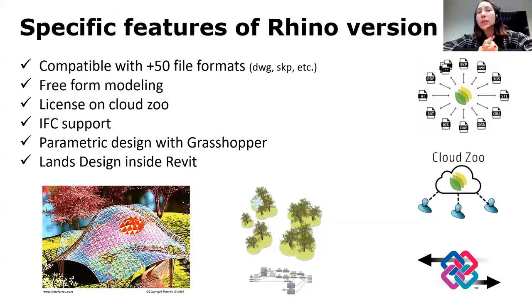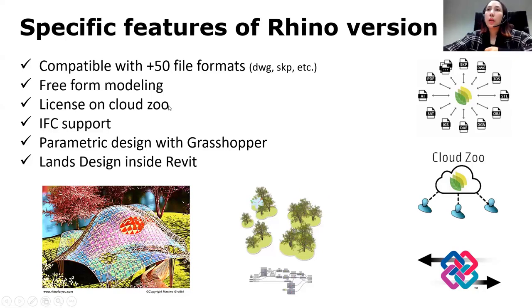There are some specific features of the Rhino version that are not available in AutoCAD. As you may know, Rhino is compatible with more than 50 file formats. That gives plenty of possibilities: you can open AutoCAD or SketchUp files in Rhino and continue working on those files, for example. Rhino provides us free-form modeling, like what you see in this image on the left. This kind of free-form modeling is quite easy to create in Rhino.